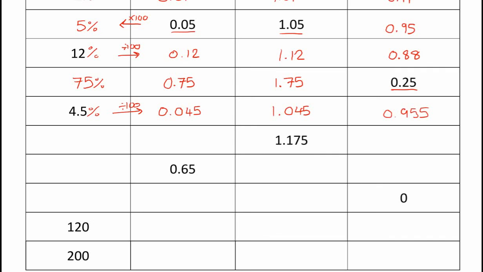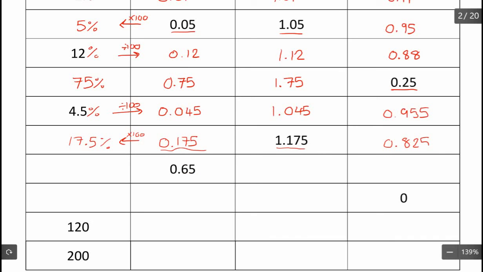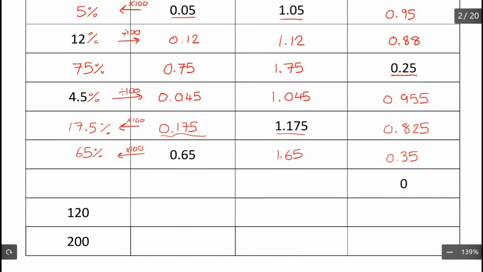We've added something to 1 and we got this. So that something must have been 0.175. Turn that back into a percentage by times them by 100, and that would be 17.5%. We take this away from 1, we get 0.825. 0.65 times by 100 is 65%. So 1.65 if we want to increase something by 65%, 0.35 if we want to decrease something by 65%.